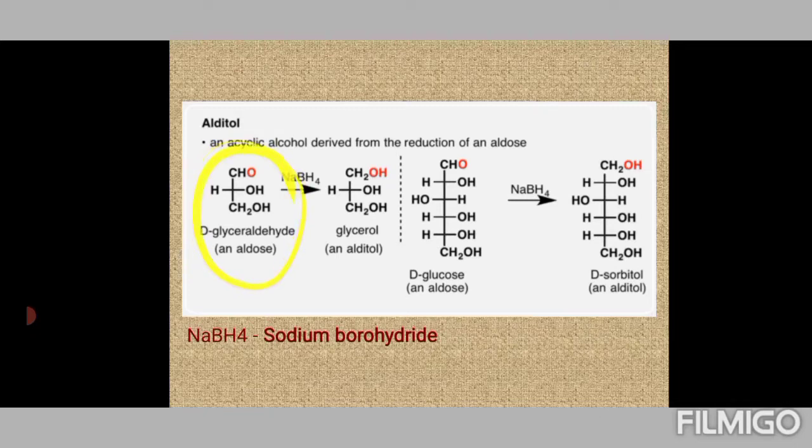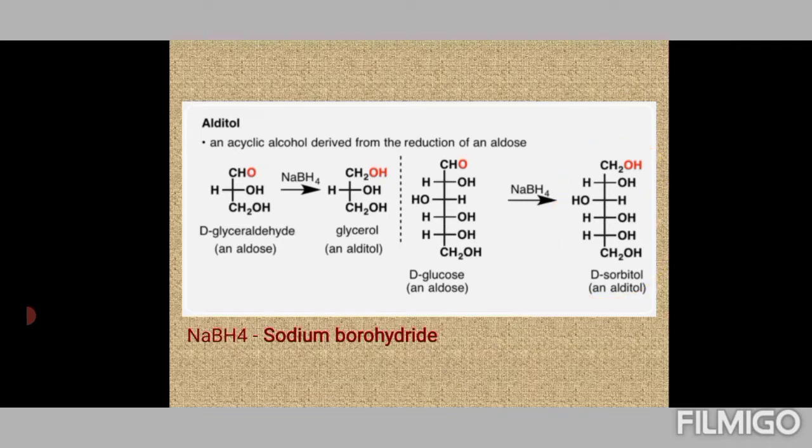Here, D-glyceraldehyde in the presence of sodium borohydride. It's not a very strong reducing agent, but in the case of monosaccharides it acts quickly as a reducing agent. So glyceraldehyde gets converted to its alditol form, namely glycerol. Glycerol is a structure which we know: CH2OH, CHOH, CH2OH. Similarly, D-glucose gets converted to D-sorbitol, its alditol form.